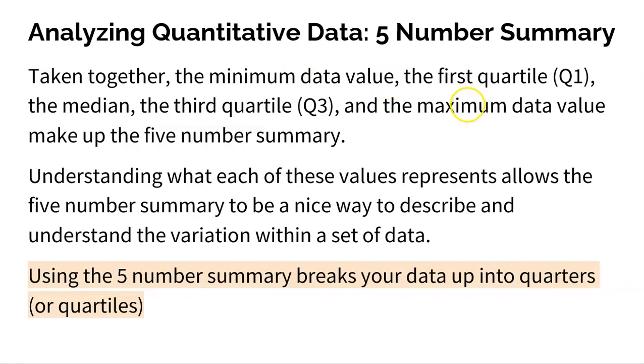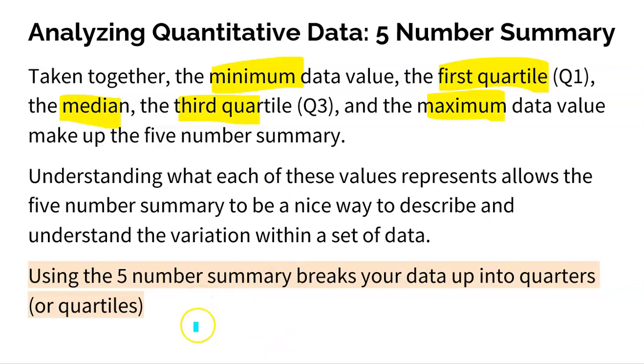Now, the 5-number summary is a really cool set of 5 numbers. It's the minimum, the first quartile, the median, the third quartile, and the max. So those 5 numbers together are called the 5-number summary. And we could use the 5-number summary to break our data into quarters, because that's exactly what it does.